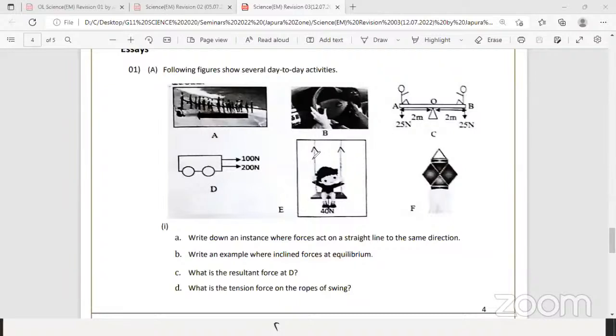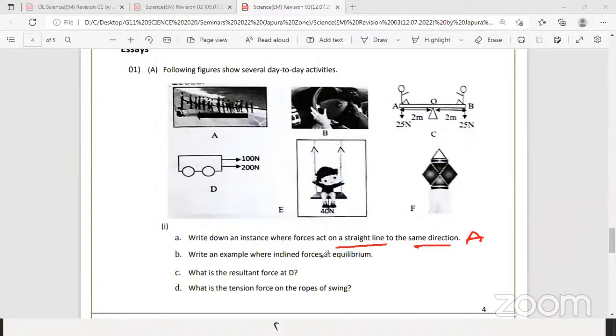Amadi? Vihanga? Answer? D. Actually, straight line in the same direction is only one like this, pulling the fishing net, that is capital A, because in D it's not in the same line of action. It's different lines, it's not collinear. That is figure A.